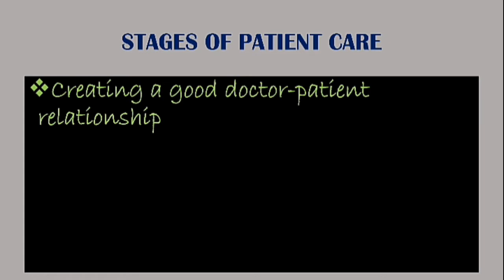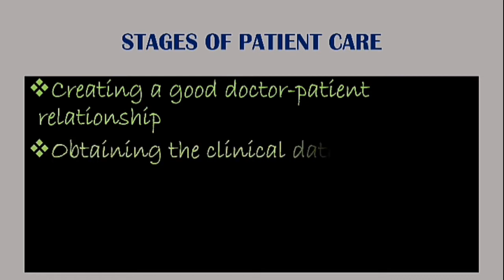Talking about patient care, what are the stages of patient care that we're talking about here? The very first stage of patient care is creating a good doctor-patient relationship. This is important because you need to obtain a lot of information from the patient, so it's important that you get them comfortable enough to trust you with the information and with their bodies. After you've struck a good patient-doctor relationship, you will need to go ahead and obtain the clinical database. I will be talking about this shortly in the next few slides.